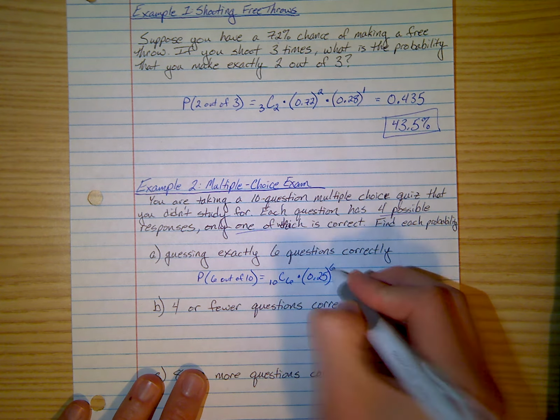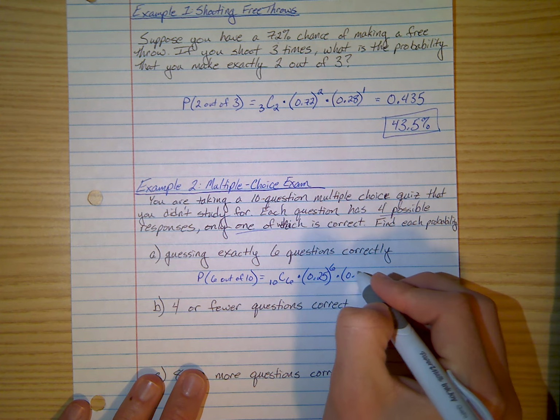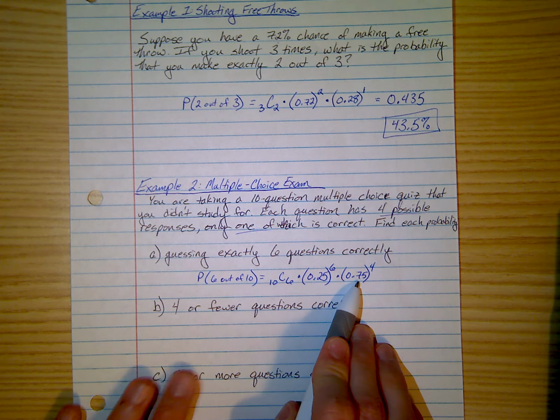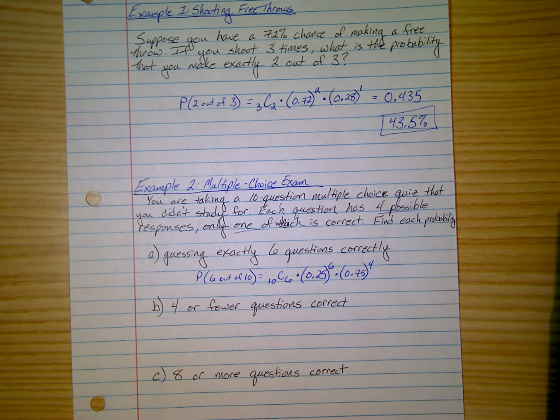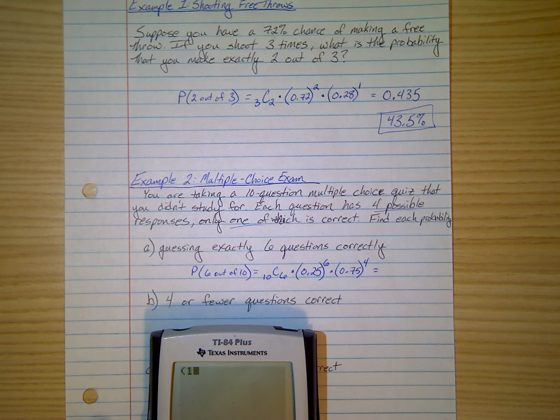You need 6 successes, and therefore you need 4 failures. The probability of failure is 0.75, 3 out of 4. Obviously, you've got 4 answers, only one's correct. That means 3 are wrong, so 3 out of 4 would be your probability of failure. So if you were to multiply all of that out, 10C6 times 0.25 raised to the 6th power, times 0.75 raised to the 4th power.